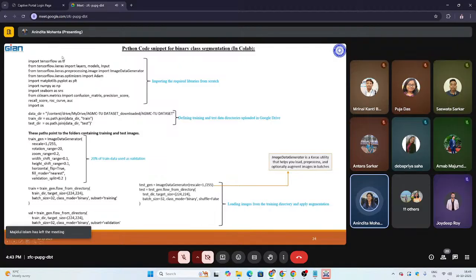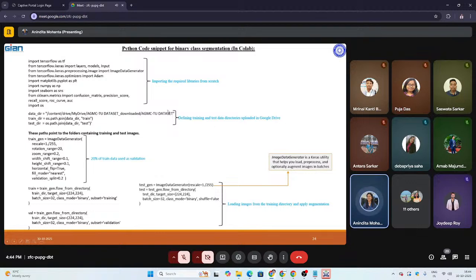First of all, it's just importing the required libraries from scratch. So models import, importing ImageDataGenerator. ImageDataGenerator is a Keras utility function that helps to load, pre-process, and optionally augment images. I have already explained what data augmentation is. It helps in augmentation. And then import the Adam optimizer, and import matplotlib.pyplot as plt for plotting.